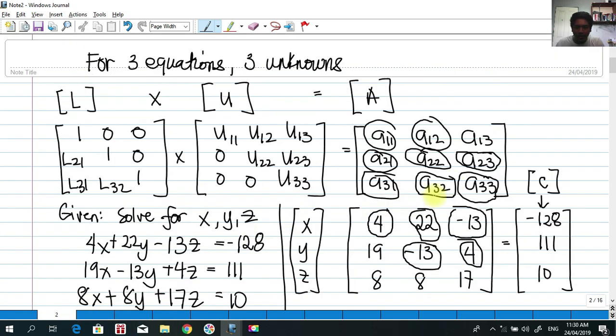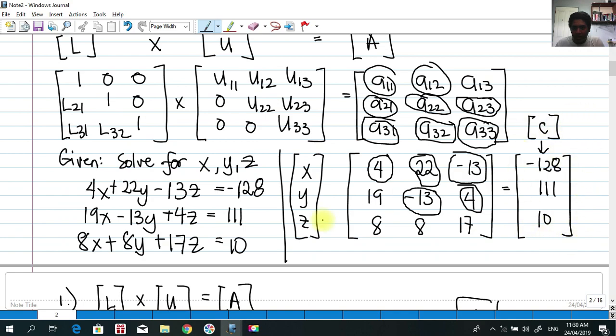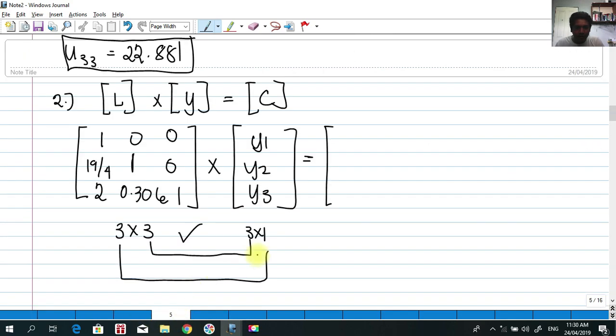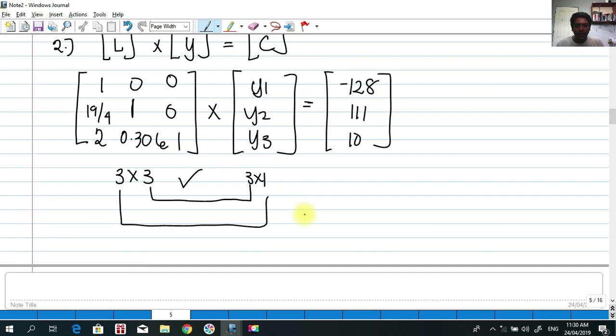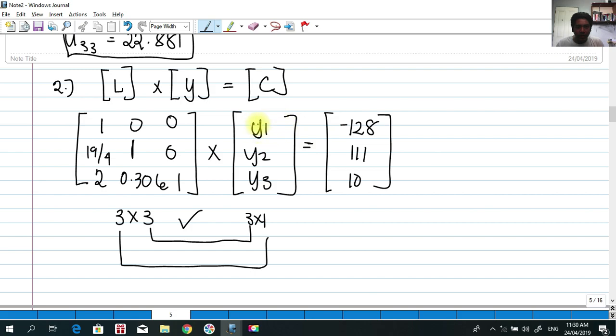What is our matrix C here? Our matrix here is a 3 by 1: negative 128, 111, and 10. What are we going to do is multiply it. In order to get y sub 1, or this negative 128, it is simply equal to row 1 times column 1. Y sub 1 times 1 is y sub 1, y sub 2 times 0 is 0, 0 times y sub 3 is 0. So definitely y sub 1 is equal to negative 128.